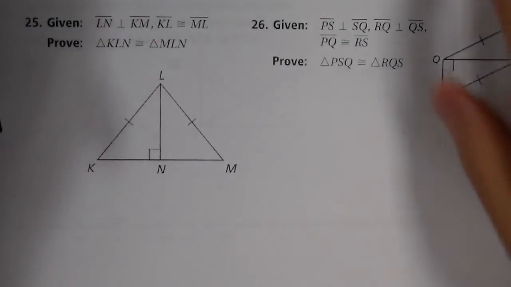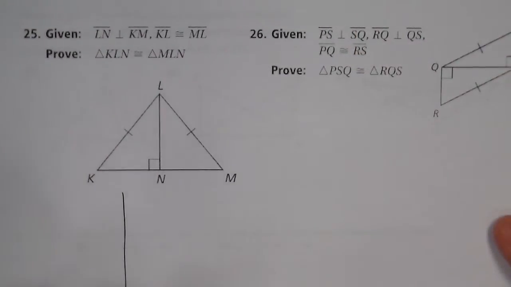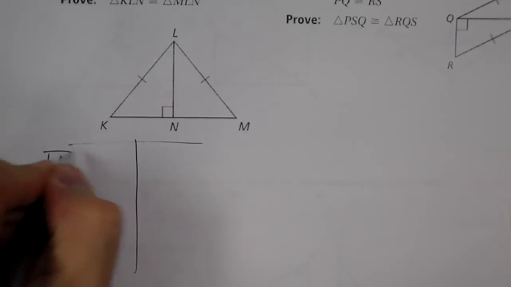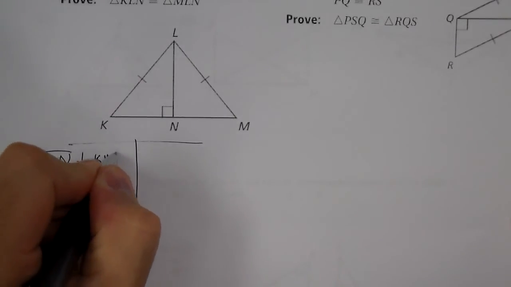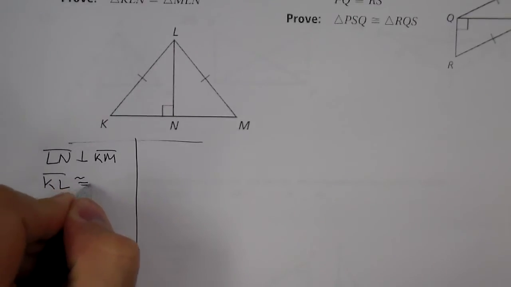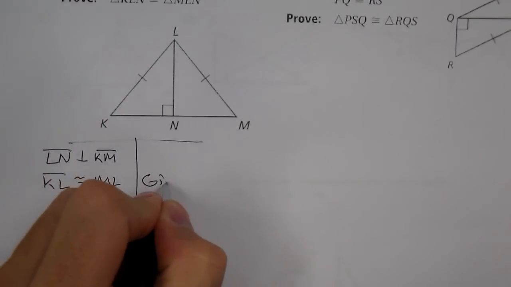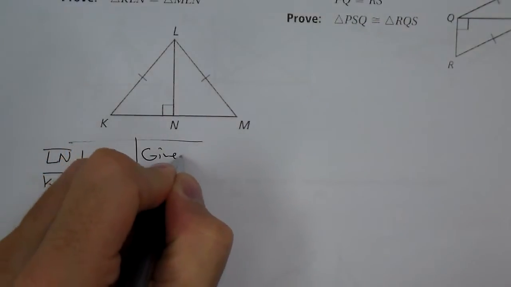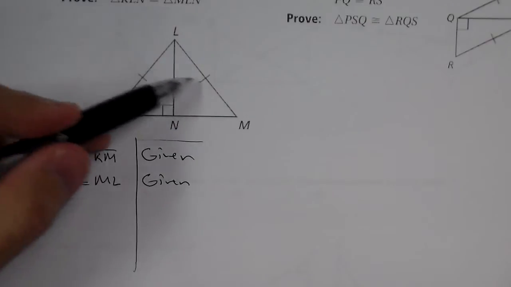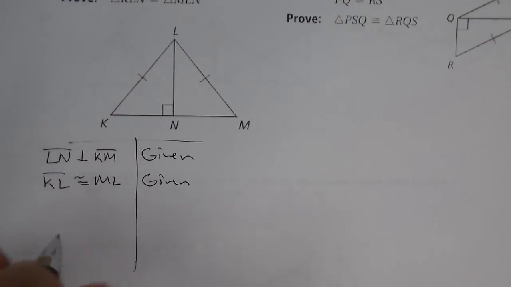Now for 25, we need to prove the two triangles congruent. So I'm going to start out with my given information. LN is perpendicular to KM, and KL is congruent to ML, both given. My goal is to get the two triangles to be congruent. So far I have these two sets of sides here. It's a good start for us.